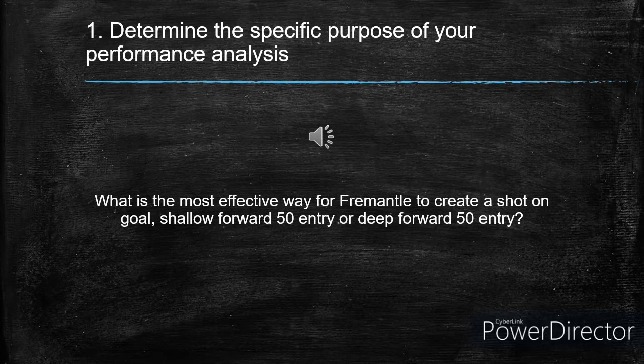What is the most effective way for Fremantle to create a shot on goal? Shallow forward 50 entry or deep forward 50 entry?